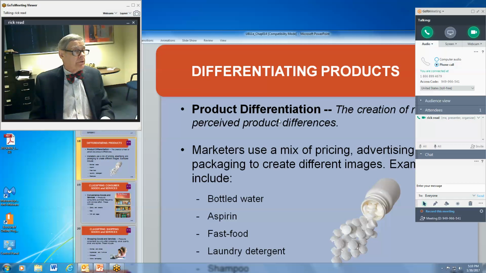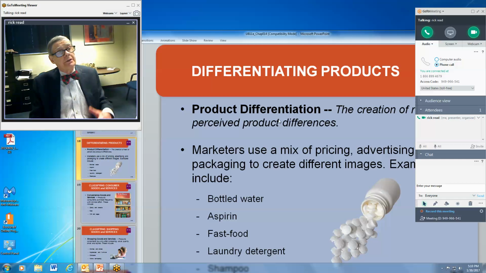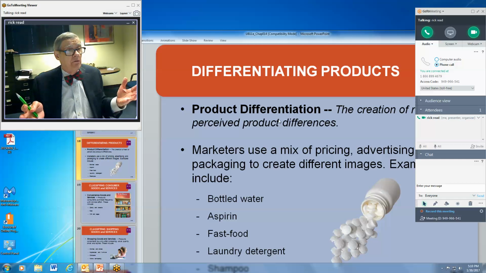Now, if you say it's spring water, well water, or some other kind of water, you can say, all right, I've differentiated myself. But let's get the cases. Water is water. Aspirin is aspirin. The largest selling aspirin in the world is made by Bayer.